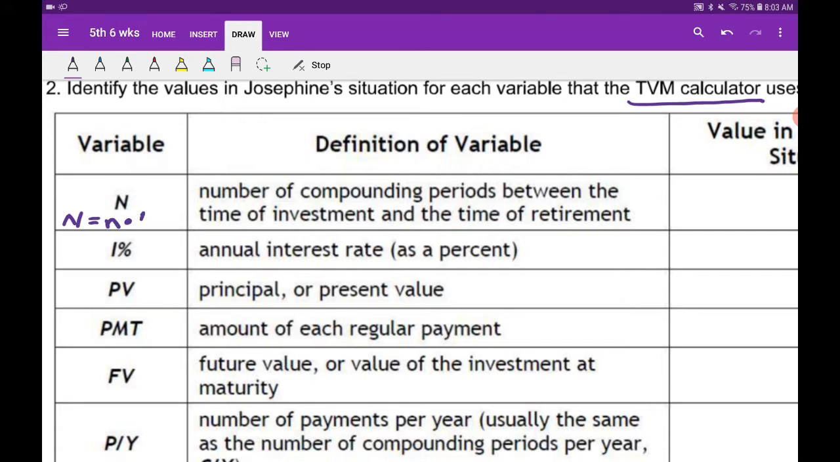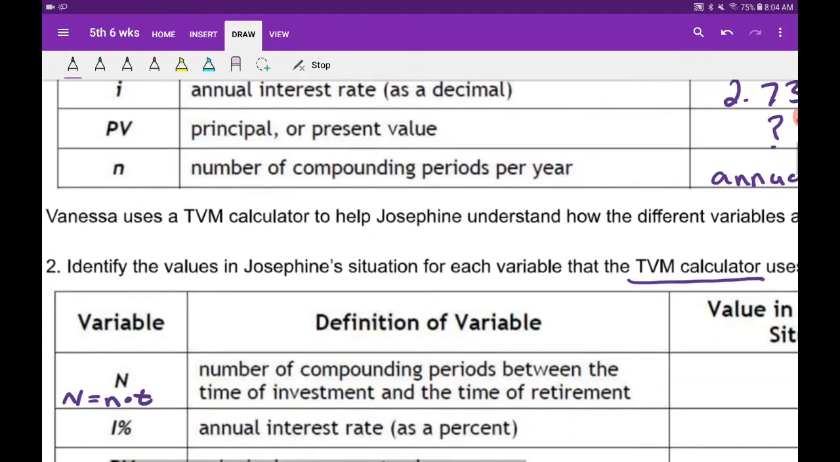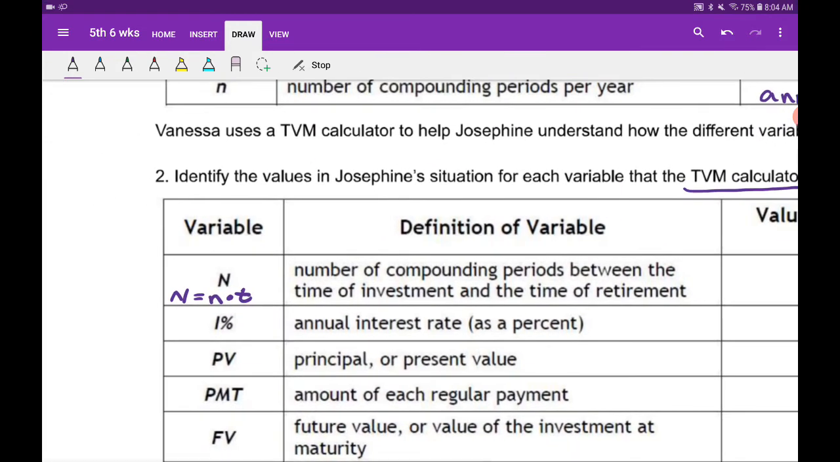little n times t. Okay, so capital N equals little n times t. And if you look at the previous one, little n is the number of compounds per year. T is the number of years in investment. So what N actually is right here, it's your period. Okay, and you'll see that in our calculator. So N is really the period.